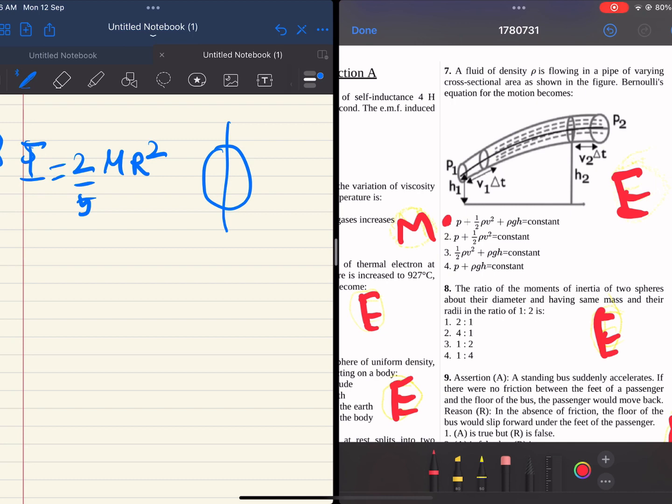It will come out as 7 by 5 mr square, because the parallel axis theorem states that the moment of inertia about that particular axis that we want to find is the moment of inertia about the center of mass plus m into the distance squared from that axis. Now they have given the ratio of the radii as 1:2. Both are spheres, so this 2 by 5 quantity is not going to change, and they have the same mass. So moment of inertia is directly proportional to r square. So the ratio of their moments of inertia should be 1:4.